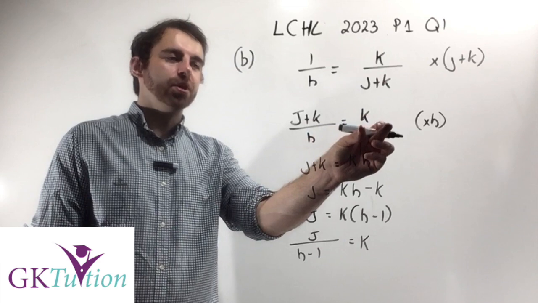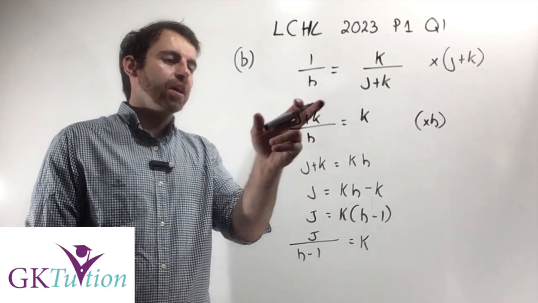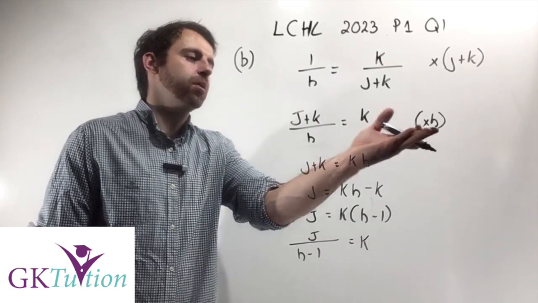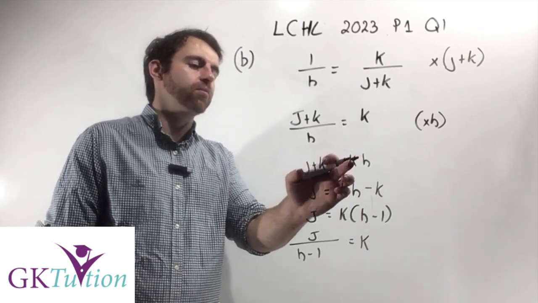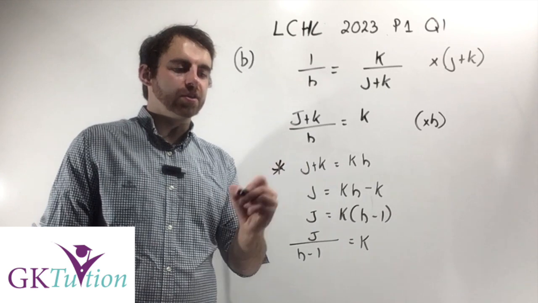If you multiply the right by j plus k, you just get k. If you multiply the left by j plus k, you get j plus k over h. Then to get rid of the fraction on the left, I simply multiply both sides by h. The fraction disappears on the left, and on the right you get k times h. I think a lot of students might get stuck here.